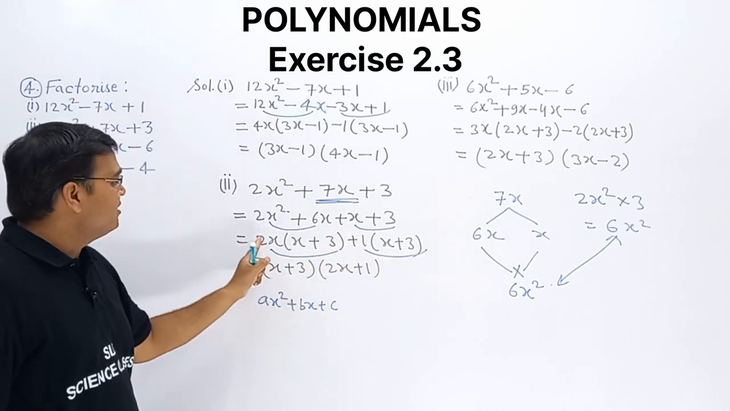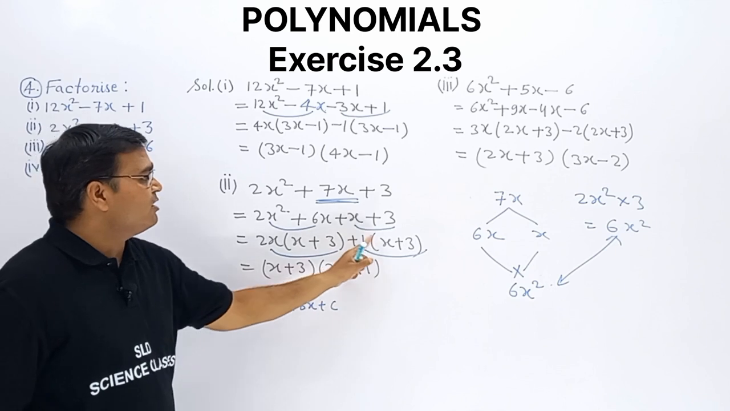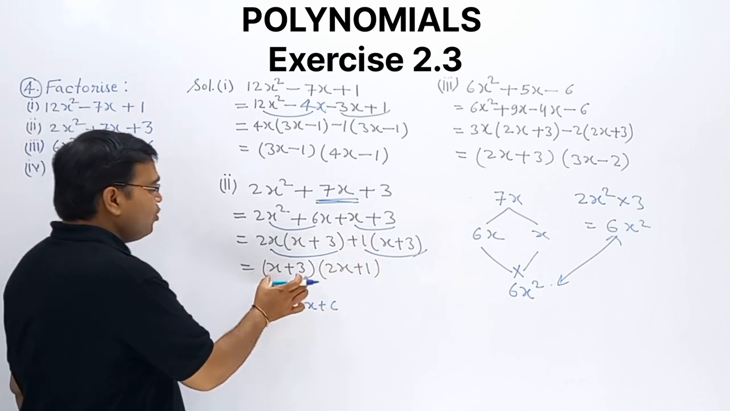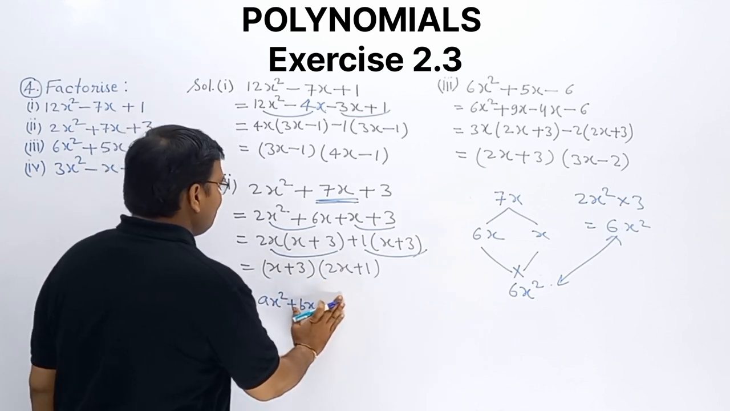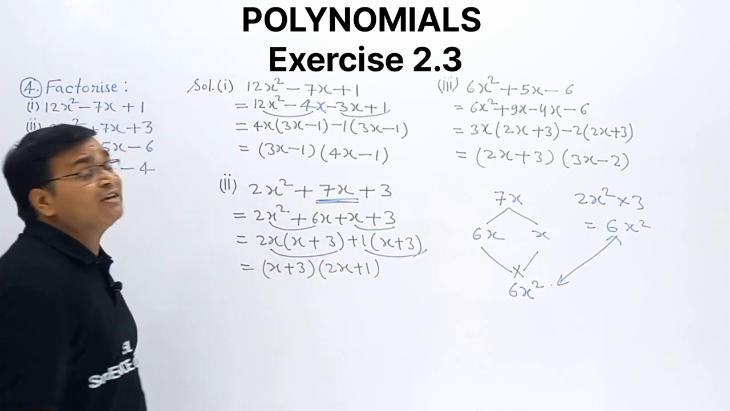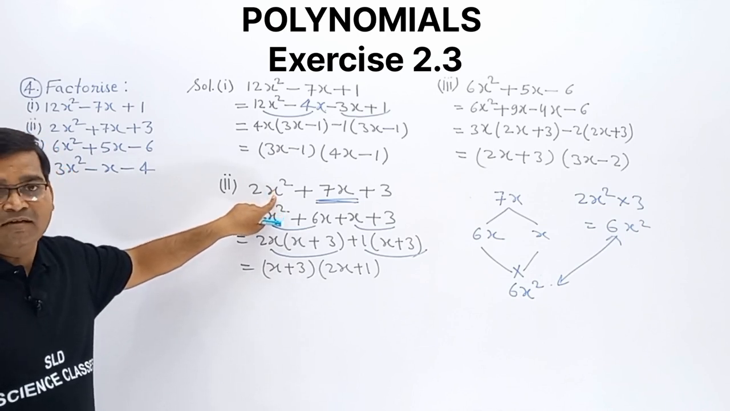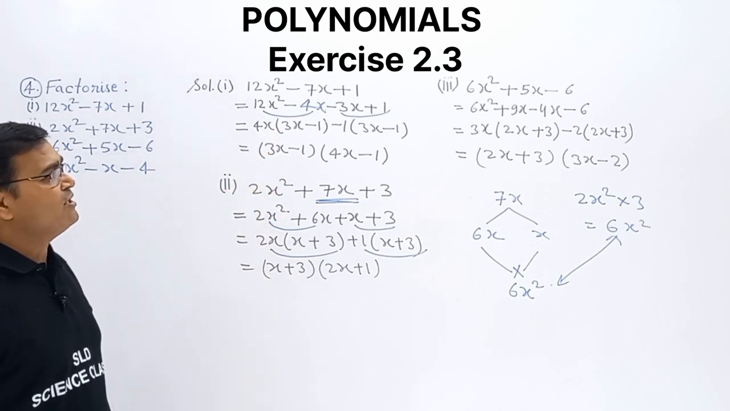This term and this term are separated by plus, both are having bracket common. Take bracket outside. What is the remaining? 2x. What is the remaining? Plus 1, and take in another bracket. So this one and this one are two factors of the given polynomial. Clear? Now observe next question.